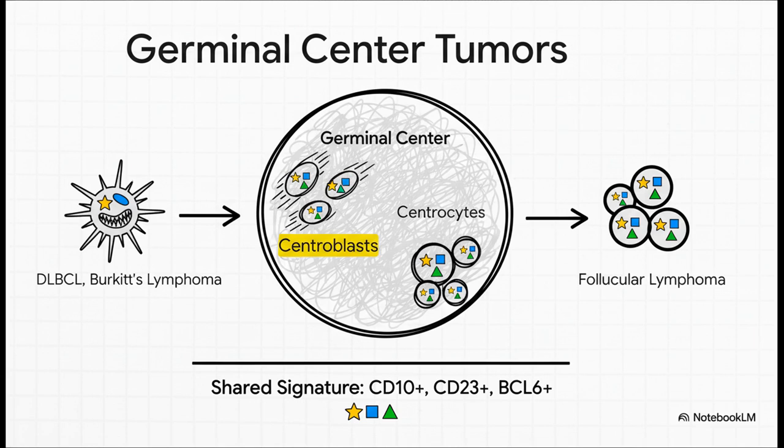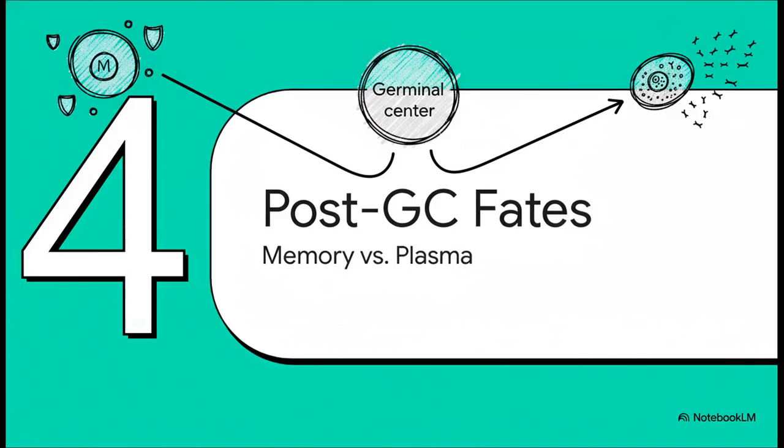But even though they're different, they all share a common germinal center signature. They're all positive for CD10, CD23, and a master regulator protein called BCL6. After graduating with honors from the germinal center, our B cell is now at a crossroads. It has two potential career paths it can take, two final forms it can become, to help provide long-term immunity for the body.